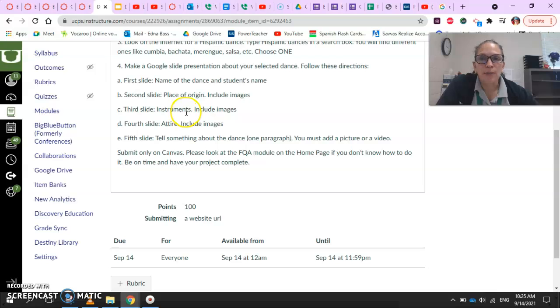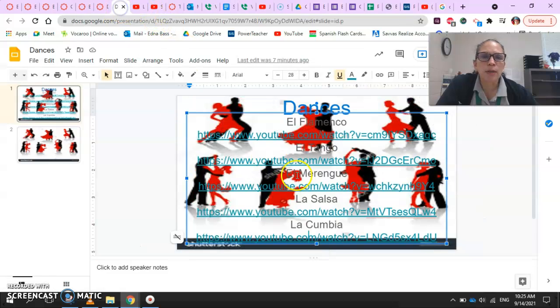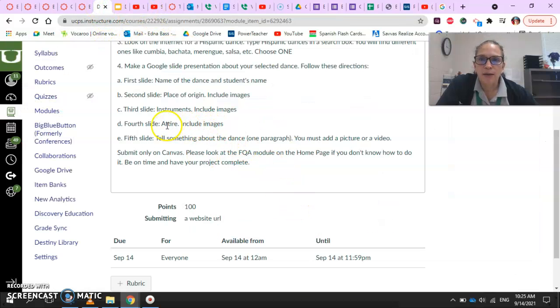The third slide, you're going to include the instruments, with images of the instruments. You're going to tell me what kind of instruments they play, so you put the names of the instruments, and then you include the images. For the fourth slide, you're going to include the attire. For example, in this one you see the attire, so you just need to put a picture of the attire in there. And the fifth slide, you're going to tell me something that you found about the dance. You write a paragraph of what you found about the dance. And in that one, it is optional to add a picture or a video.